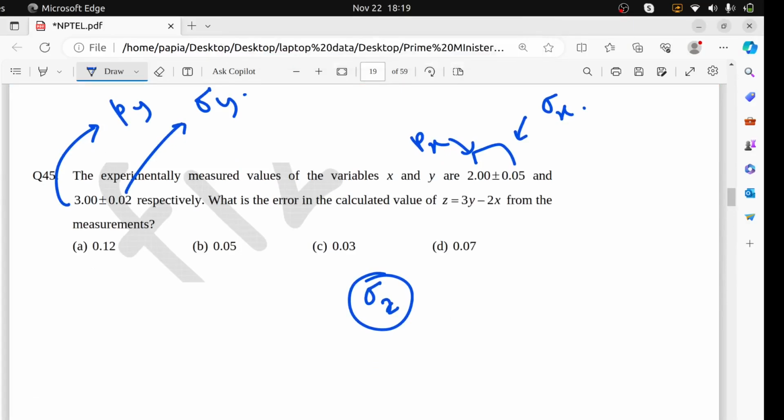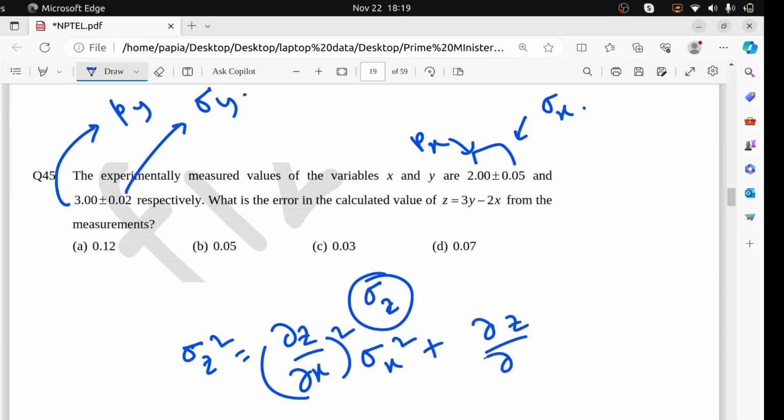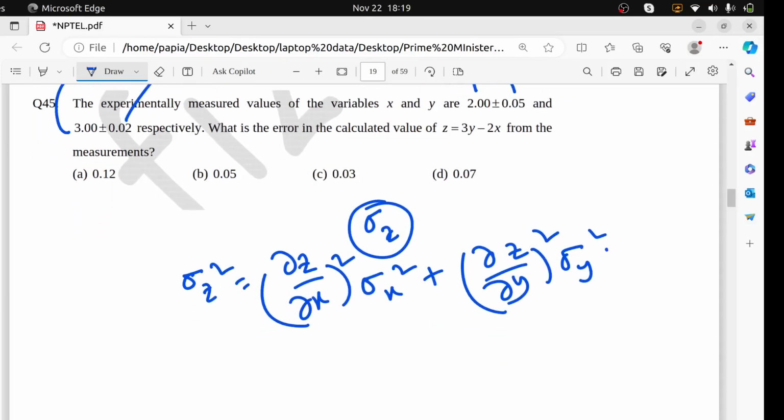It is very similar to whatever we did right now. What will be the expression for sigma z square? Del z del x whole square into sigma x square plus del z del y whole square sigma y square. Right? Now we just have to calculate del z del x and del z del y, and then put them in the expression. That's it. So let's do it quickly.